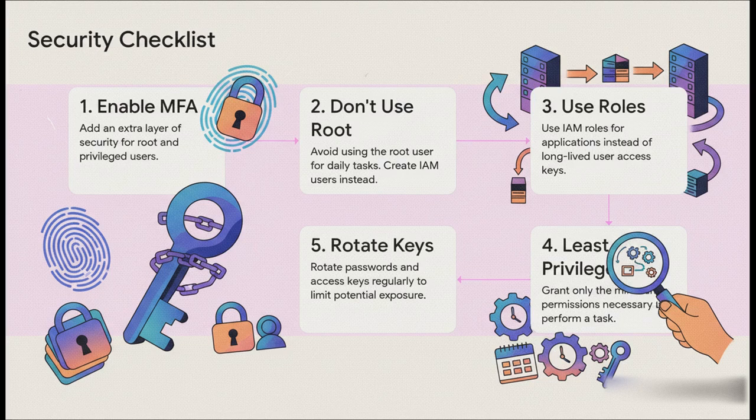That's it. Okay, so here's a quick checklist you can use today. Number 1, use multi-factor authentication. Put it on your root account and any other powerful users. It's a no-brainer. 2, lock away that root account. Seriously, don't use it for day-to-day stuff. 3, we said it before, but use roles for your apps. Get rid of those permanent access keys. 4, least privilege. Live it, breathe it. And 5, rotate your credentials regularly. Change those passwords and keys.